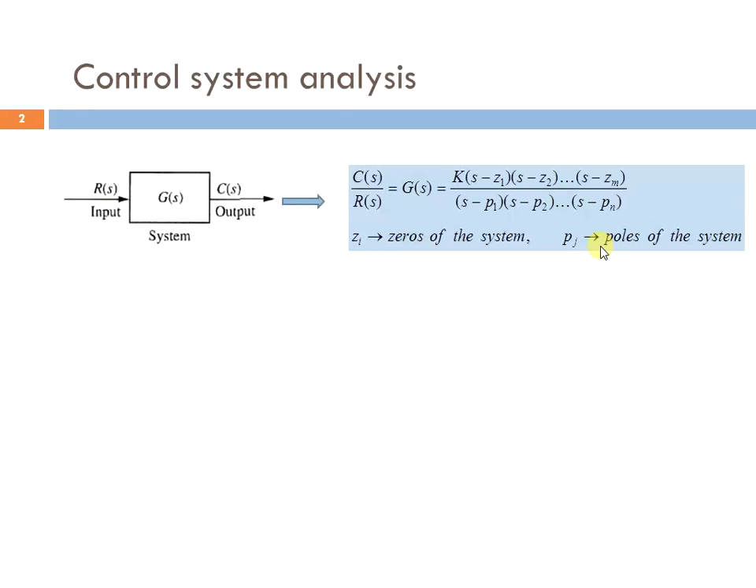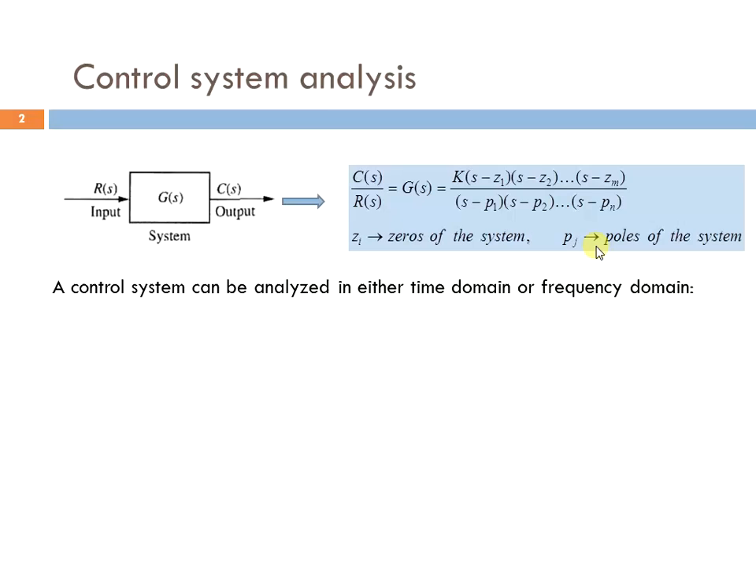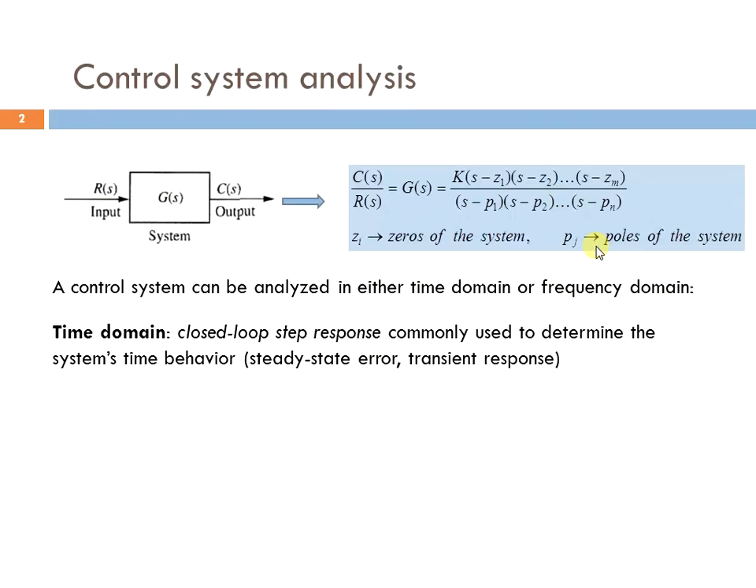So given the transfer function model of the control system, we can analyze the system's behavior either in the time domain or in the frequency domain. The time domain analysis enables us to look at the system's transient and steady state behavior for various types of input. And since most control systems are typically modeled as position control systems, time domain analysis often takes the form of a step response of a system.